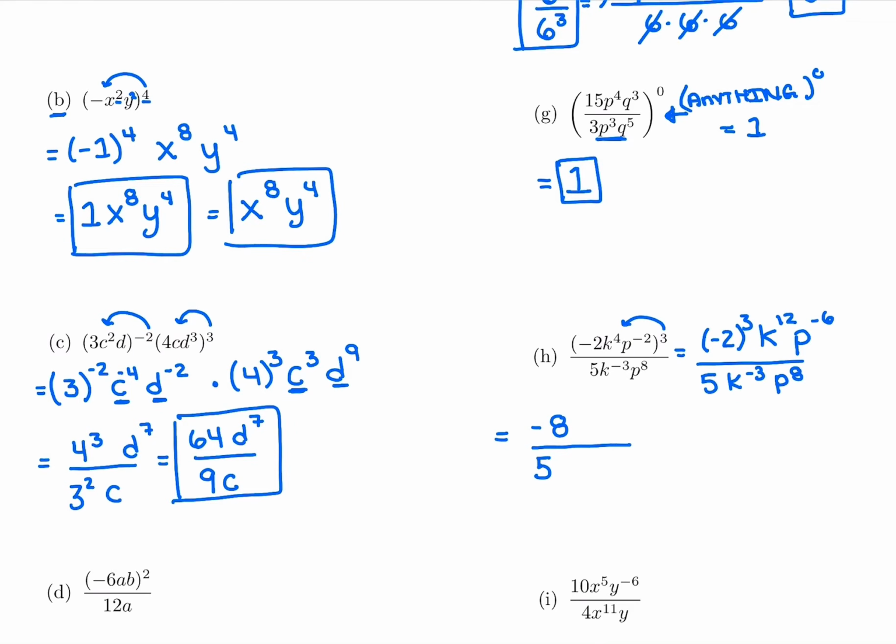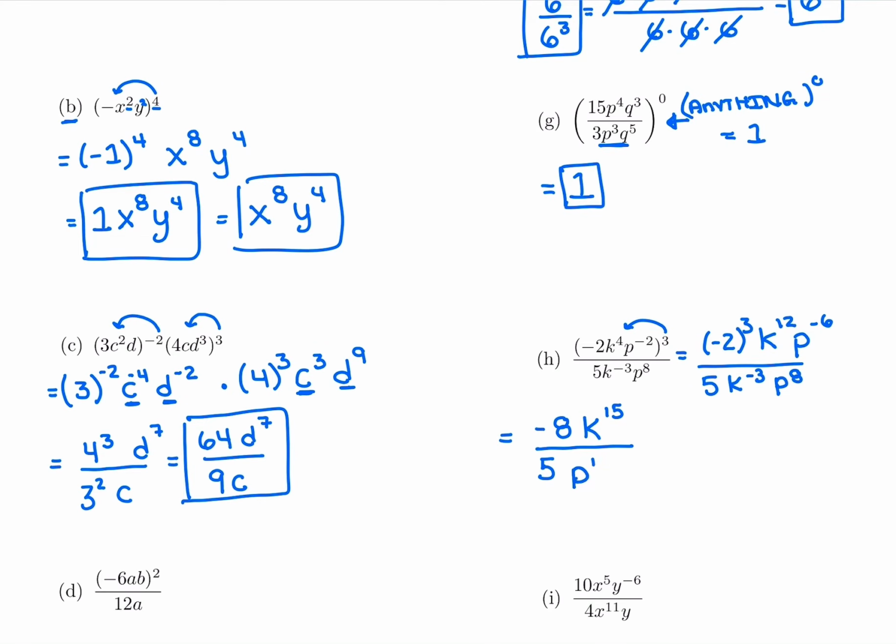And now I'm going to deal with the k's. So I have 12 minus negative 3, which is going to give me 12 plus 3. I have k to the positive 15 power. And then with the p's, I have negative 6 minus 8. Division means subtraction. Negative 6 minus 8 is going to give me p to the negative 14, so I'm going to put it in the denominator as the 14th power. So I have negative 8 k to the 15 over 5 p to the 14.